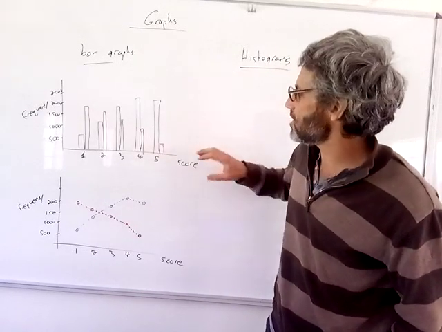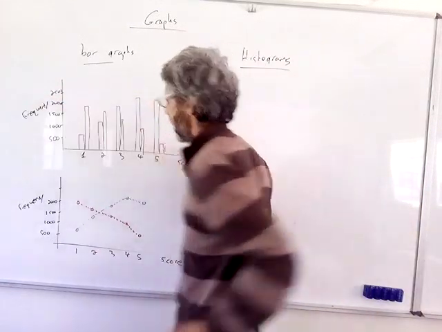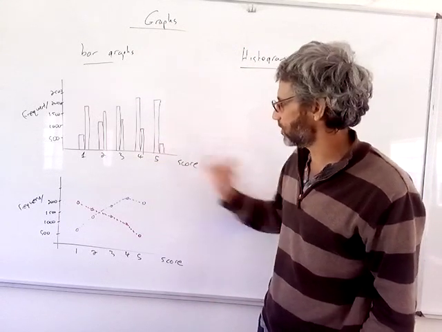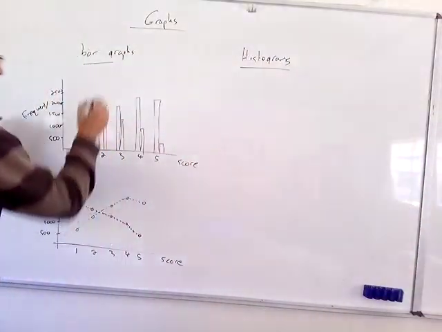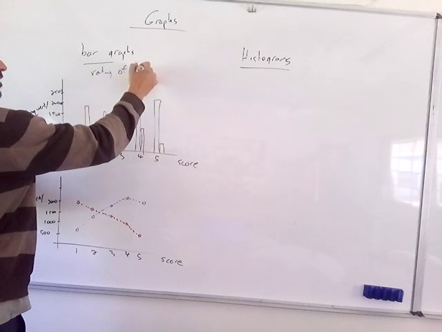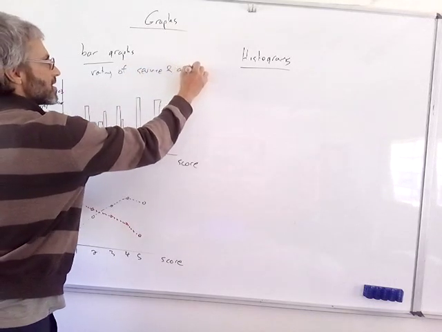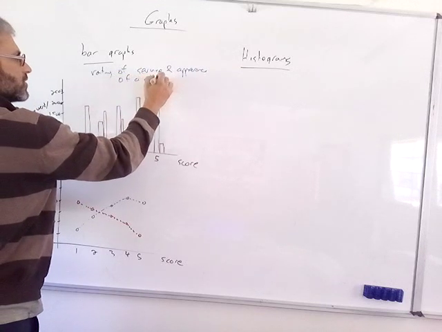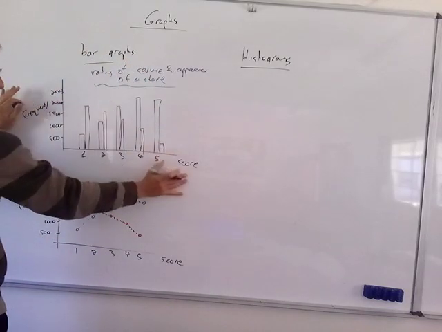Okay. So you need to label your axes. You can't just leave something here without a label. If you need units, as we'll see later on, you will also need to write down the unit. In this case, it's not needed. This could be, for example, a rating of service and appearance of a store. So what I'm trying to say is you also need a title. So you need a title, and you need to label your axes.